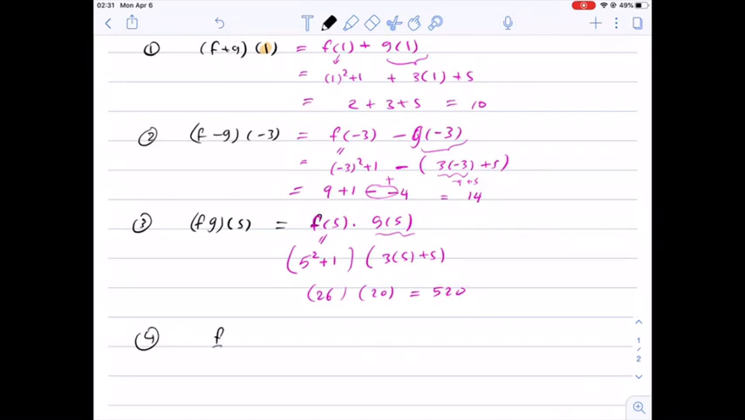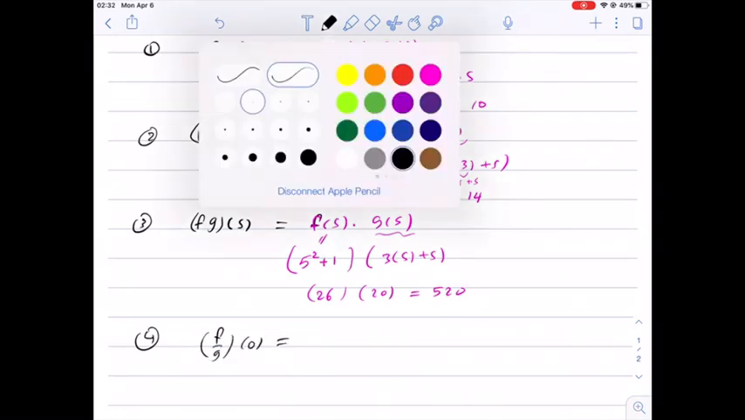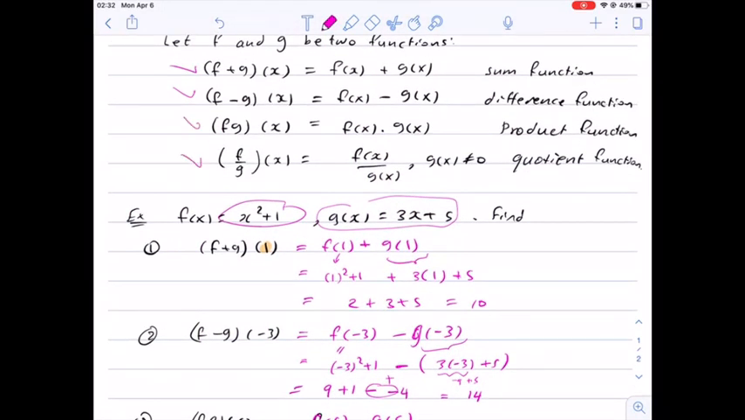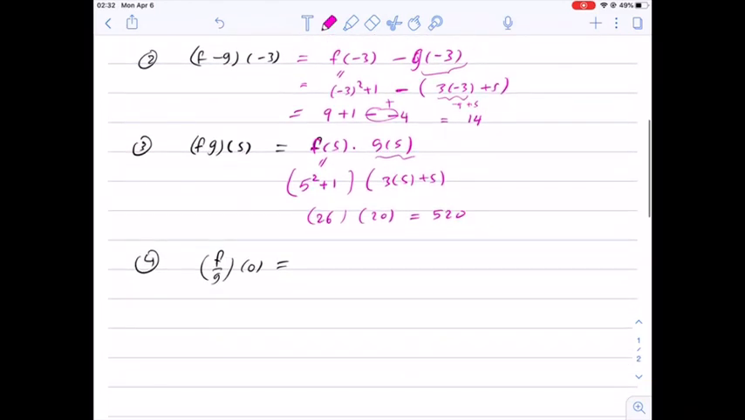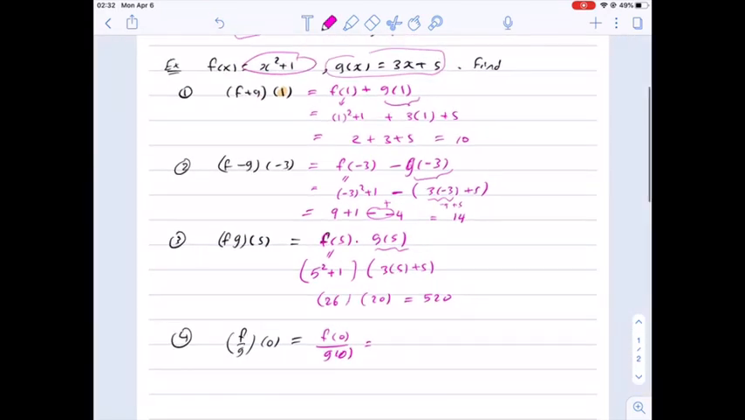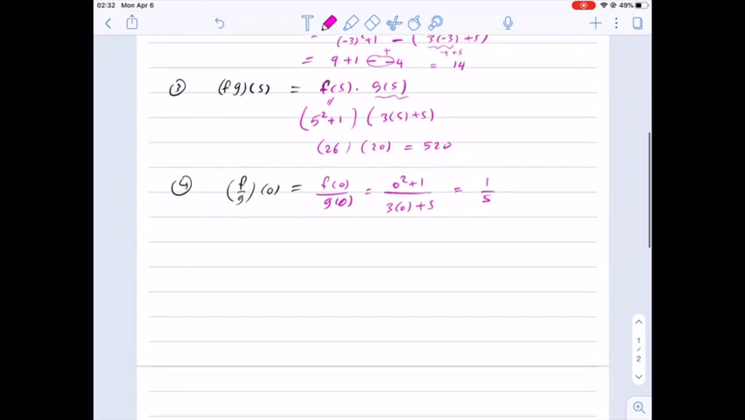Now the quotient, we want to find f over g of 0. Using the fourth notation, f over g of 0 is f of 0 over g of 0. f of 0 is 0 squared plus 1 over g of 0, 3 times 0 plus 5, and this is 1/5.